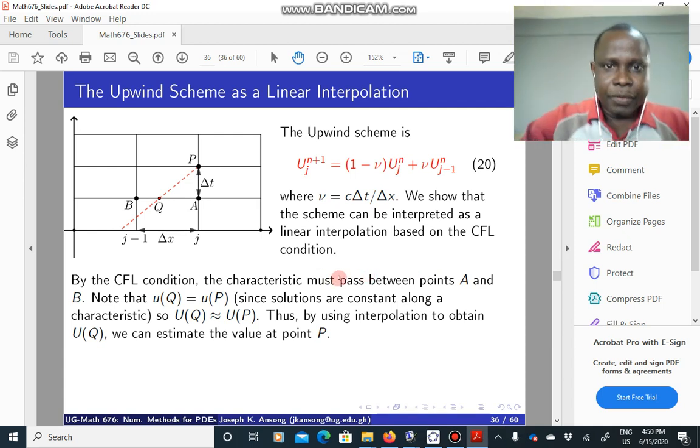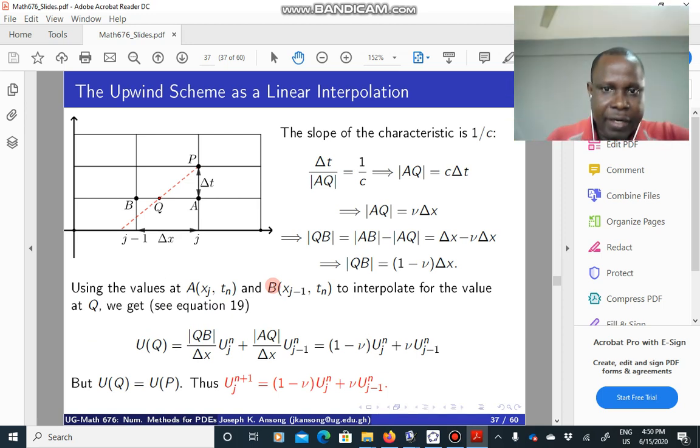Okay, so we're here where we want to show that the Upwind scheme can actually be interpreted as a linear interpolation. Here is the scheme. I've explained this point already in the previous video, so here I just repeated the same figure. Now the slope of the characteristic is 1 over c, which means delta t over the distance from A to Q should be equal to the slope, 1 over c, and this can be written as this.